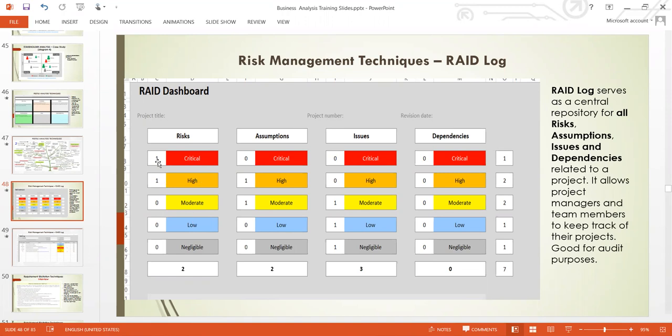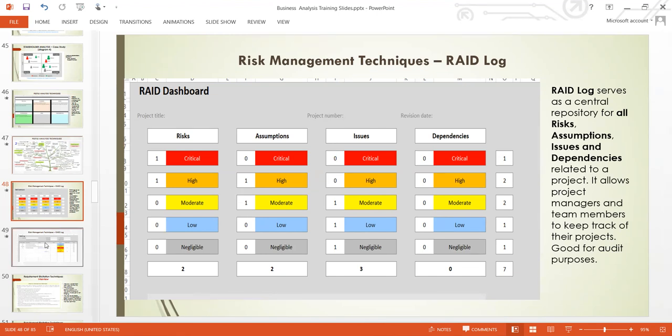And this is where we measure their impact, from critical, to high, to moderate, to low, to negligible. These are the impacts where we do the impact analysis, the risk impact analysis, within all this RAID, which is: R is for risk, A is for assumption, I for issue, and D for dependency. That's the full meaning of RAID. So this is the dashboard.